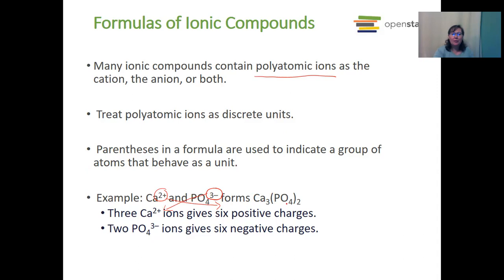And you have Ca3(PO4)2. Now, do you see these parentheses right here around the phosphate? Those parentheses have to be there. If you do not include the parentheses, it is wrong. So you must include the parentheses. The parentheses tell us that the phosphate is acting as a distinct unit, and you have 2 of them.